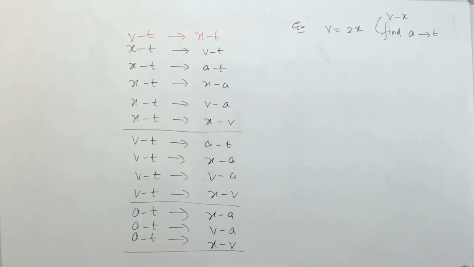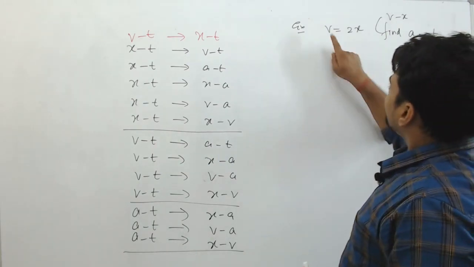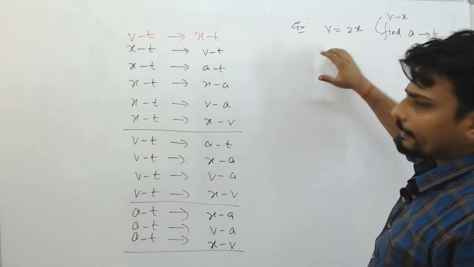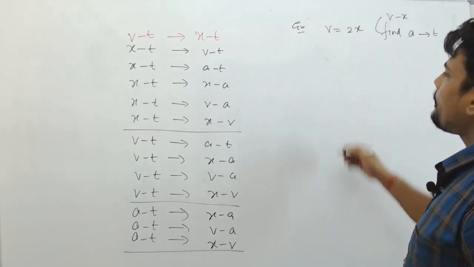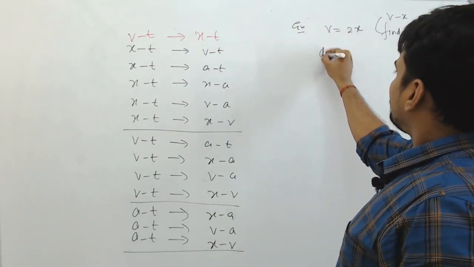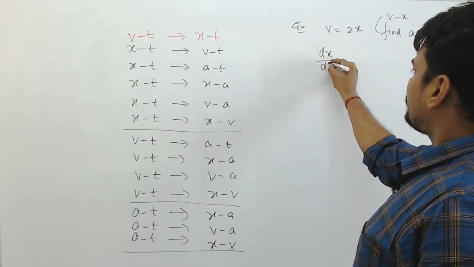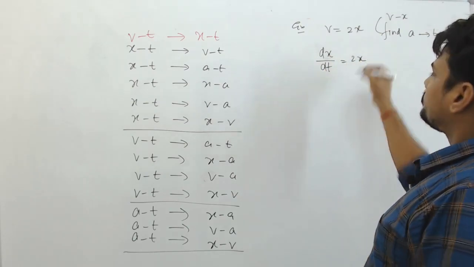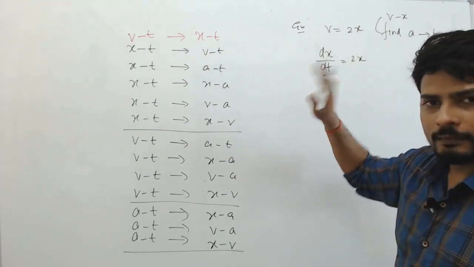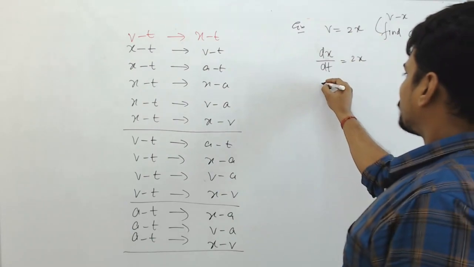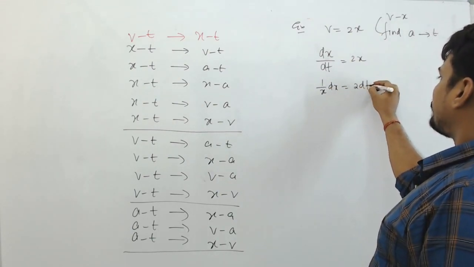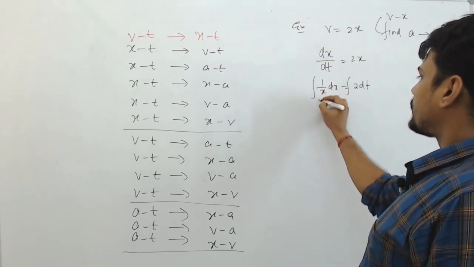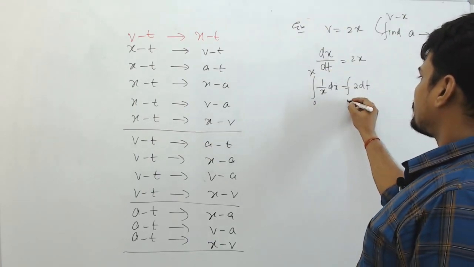Now I have to get V in terms of A और X को T के terms में अपने को change करना है जी, ऐसा कुछ करना है. देखो कोई मुश्किल काम नहीं है. V could be written as what? dx upon dt and let it be x को एक तरफ कर दो, t को एक तरफ कर दो. It should be having what? 1 upon x dx, that should be 2 dt. Now let us integrate. कहाँ से कहाँ तक? From 0 to x and 0 to t.